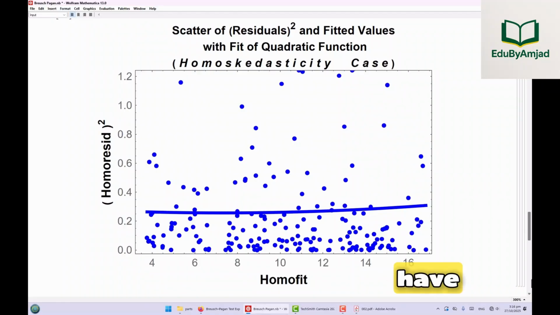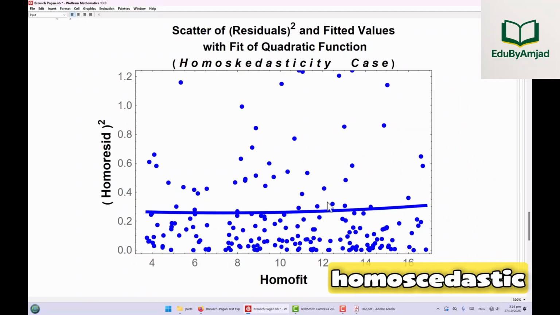Again, here we have squared residuals plotted against fitted values. There's no obvious quadratic pattern; the fitted curve is nearly horizontal. This shows that the data are homoskedastic.